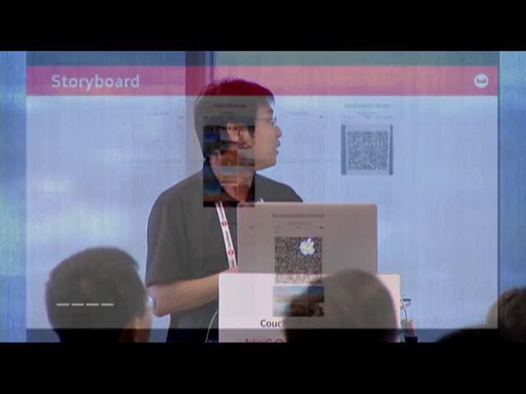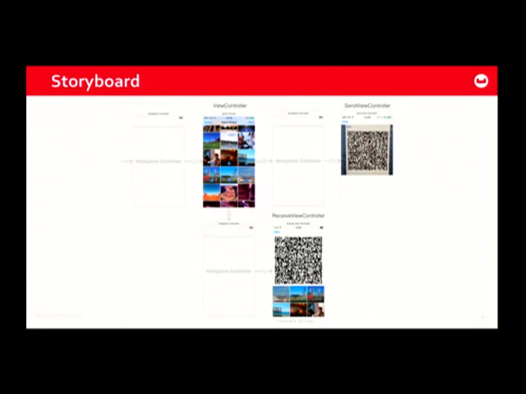Here is the storyboard of the application. There are three simple view controllers. The first view controller is the entry point of the application. It presents photos from the camera roll, and it has the receive button and send button. On the right hand side is the send view controller, which has the QR code scanner. And at the bottom is the receive view controller, which is for receiving photos and presents the QR code.